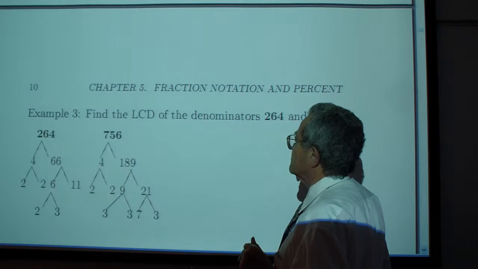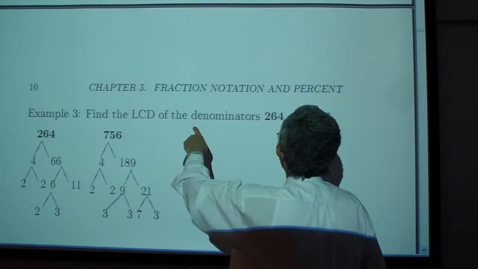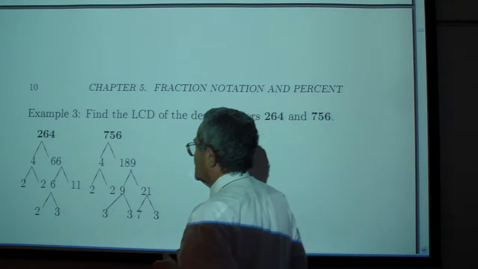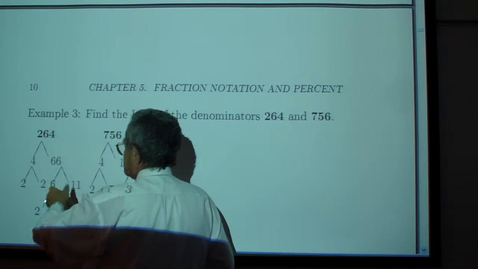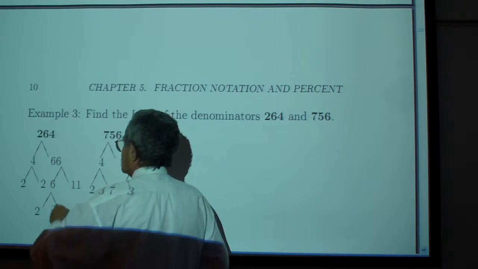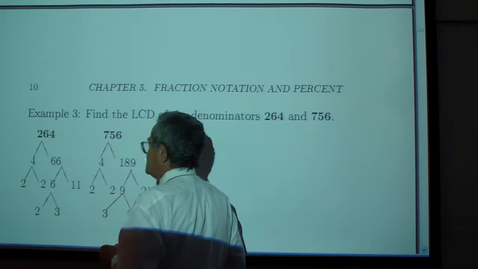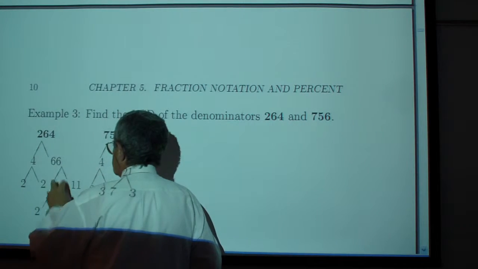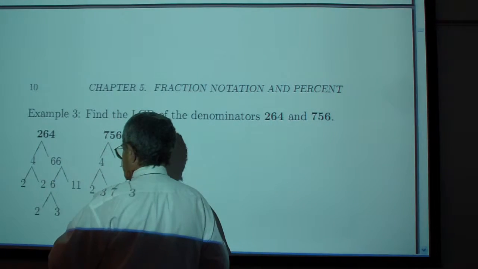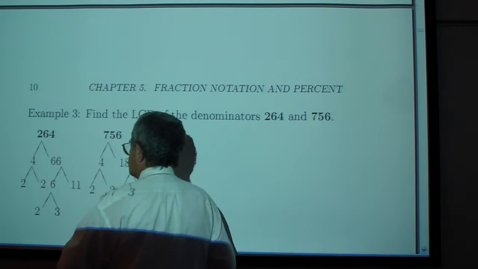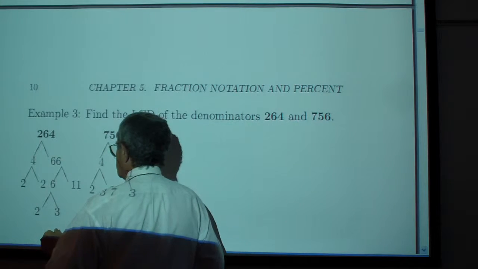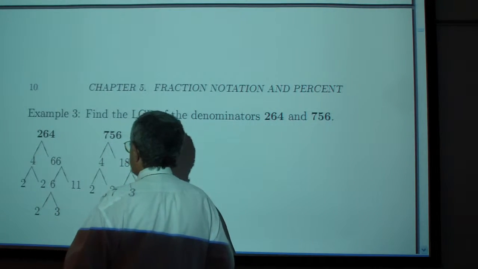Here's another example. Find the least common denominator of 264 and 756. You can branch this any way that you like, 4 times 66 for instance, or 2 times 132. So the 4 is not a prime number, make it 2 times 2. The 66 is not a prime number, 6 times 11. 6 is 2 times 3. So you get 2 times 2 times 2, I don't make it 2 cubed, times 3 times 11.